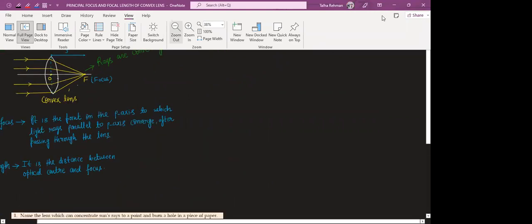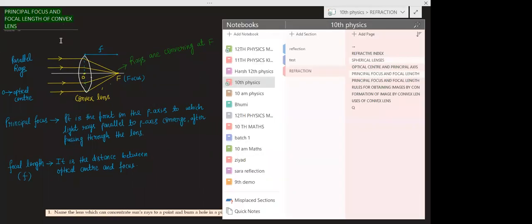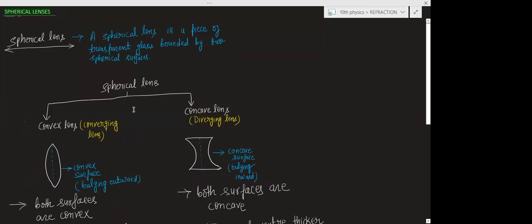Convex lens and concave lens. You can see here spherical lenses. Spherical lenses are of two types: this type of lens is convex lens, and this type of lens is concave lens. And this convex lens is known as the converging lens, and the concave lens is known as the diverging lens.